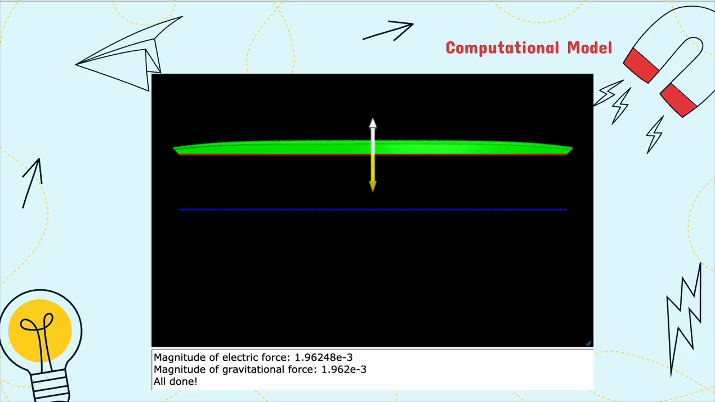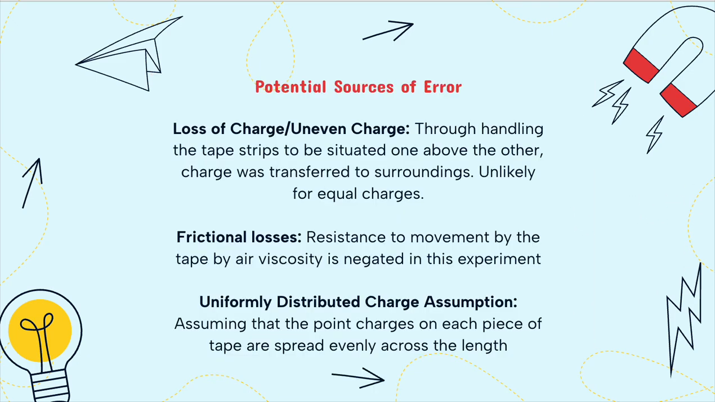So here's the actual computational model. As you can see, the bottom tape, tape A, is represented by the blue charges, and tape B is represented by the red charges up top. The white arrow represents electric force, the yellow arrow represents gravitational force, and the green arrows represent the electric field. As you can see, our magnitude of electric force is essentially equal to our gravitational force, so that shows that the charge that we chose was correct.